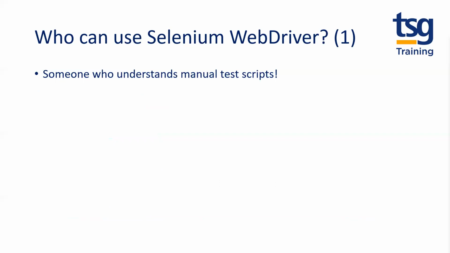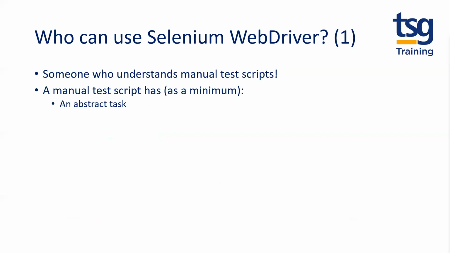So who can use Selenium WebDriver? To understand test automation, you must understand what a manual test script is and how it's used. And as a bare minimum, a manual test script contains an abstract task to do. It doesn't need to be changed when the actual software changes. For example, a task might be add record to database. This is an abstract idea. No matter what version of the database, this abstract task can be performed, assuming a manual tester has the domain knowledge to translate it into concrete actions.